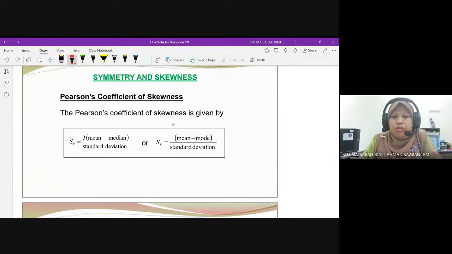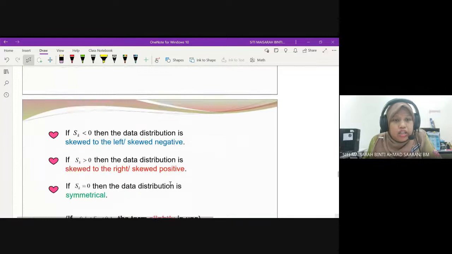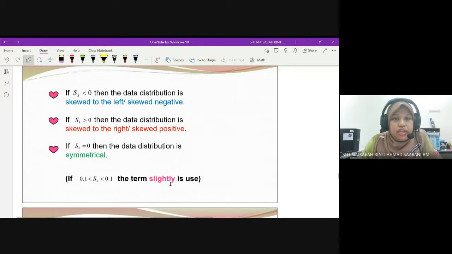So the formula is SK, the Pearson coefficient of skewness, equals 3 multiplied by mean minus median over standard deviation, or SK is equal to mean minus mode over standard deviation. So you need to have these values: mean, median, standard deviation, or mean, mode, standard deviation. If SK is less than 0, then the data distribution is skewed to the left, or negative skewness. So if the value is negative, it is skewed to the left.